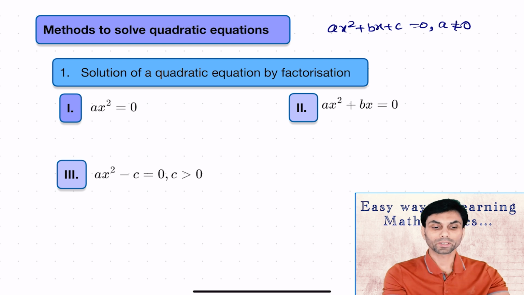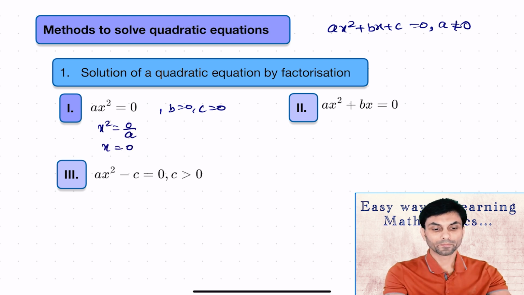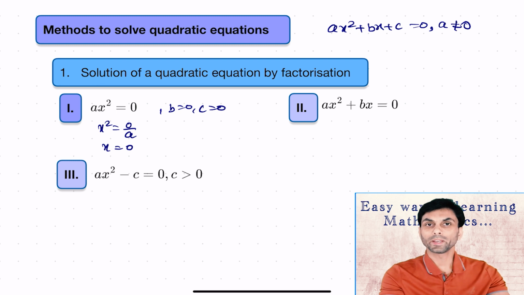So if you talk about the first case, where b and c both are 0, in this case what will happen, it is a simple one to solve. We'll take x square equals 0 upon a, and so x will be 0.